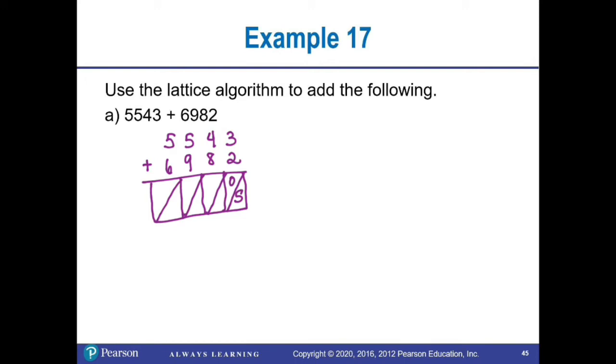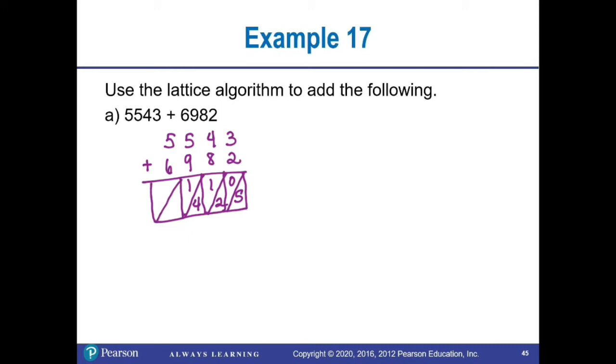4 plus 8 is 12. The tens place goes in the top triangle. The ones place goes in the bottom triangle. 5 plus 9 is 14. Again, the tens place goes in the top triangle. The ones place goes in the bottom triangle of that box.